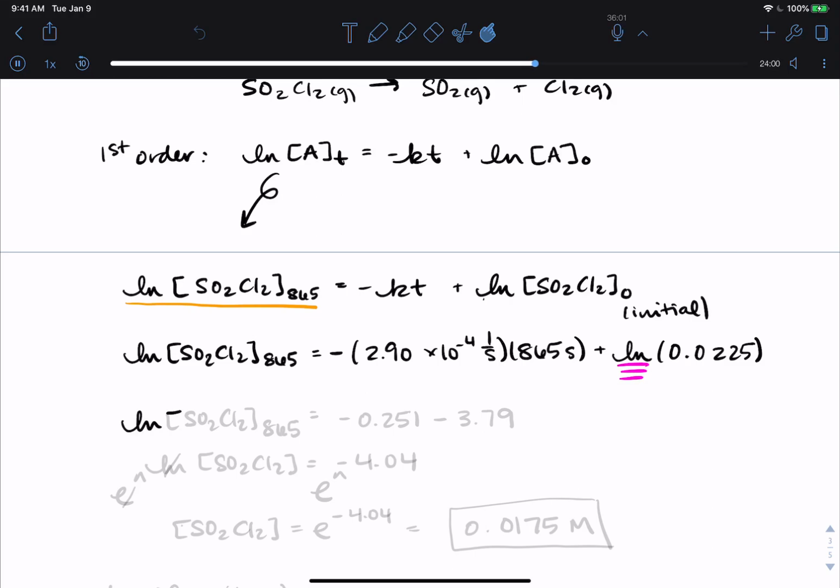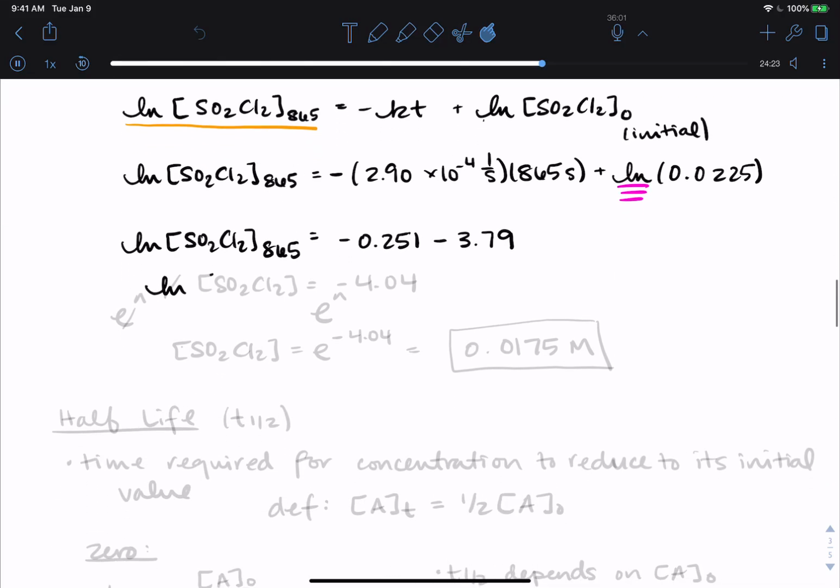So the natural log of SO2Cl2 at 865 seconds equals negative 0.251 from this first part, where you do the rate constant times the time. And then the natural log of that really small number is negative 3.79. So the natural log of SO2Cl2 equals negative 4.04.